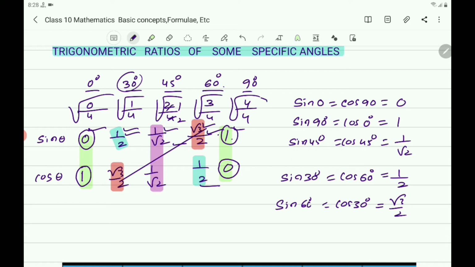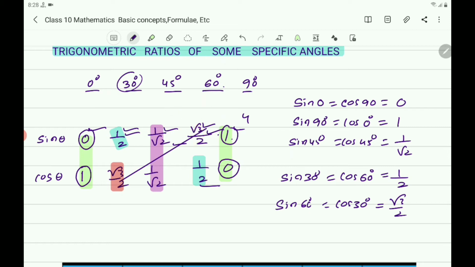So here first you take sin 0, sin 30, sin 45, sin 60, sin 90 by using this trick, that is 0, 1, 2, 3, 4, dividing each by 4 and taking the root. You can use the trick here.